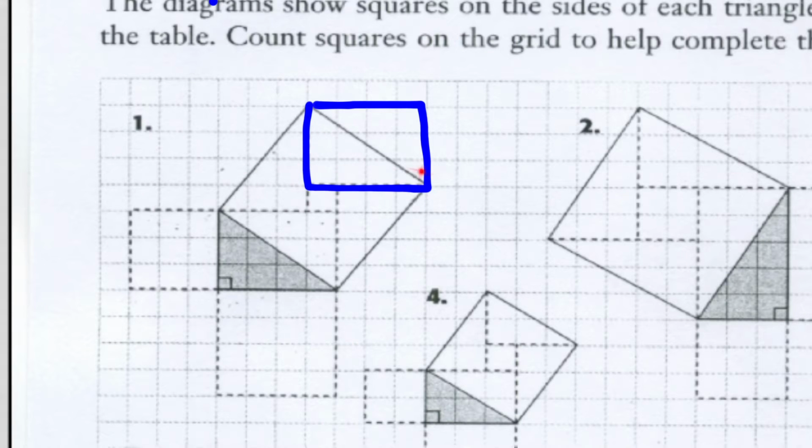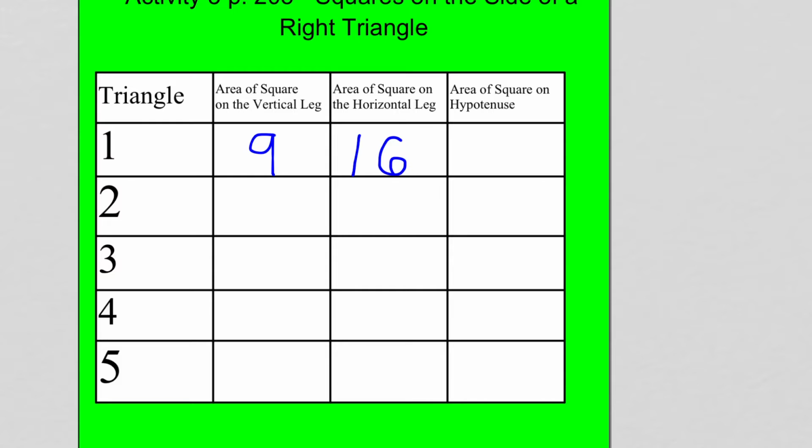That will be 4, 8, 12. So 2 of those will be 12. The other 2 will be 12. Plus you have the one in the middle. So that adds up to 25. So the area of the square on the hypotenuse is 25.